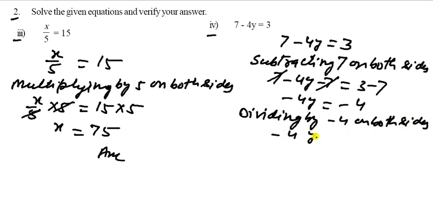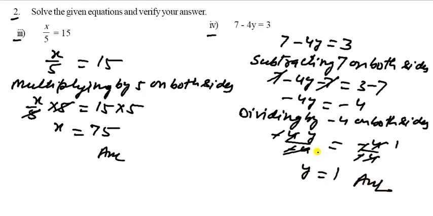So here is minus 4y divided by minus 4, and here is minus 4 divided by minus 4. So minus and minus cancel, 4 will also cancel, and here minus and minus cancel, and 4 ones are 4. So y becomes 1, and 1 is your answer.